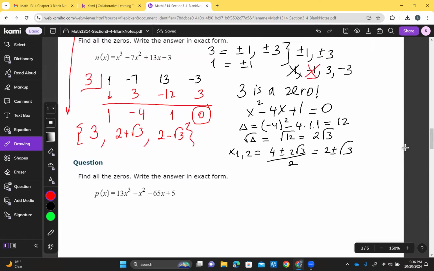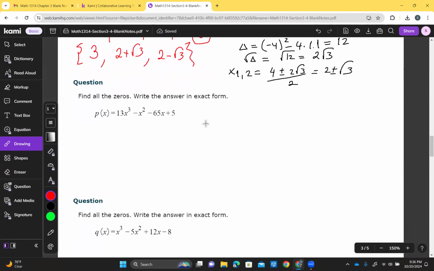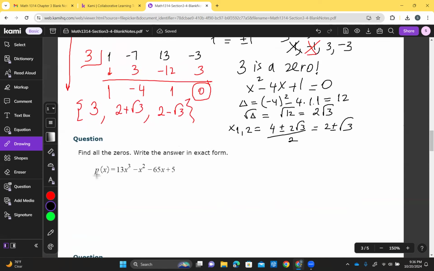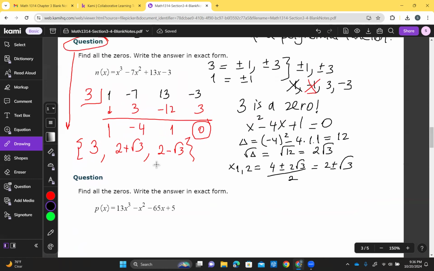We're going to have another one like this. But let's see if what I showed you is the smartest way to handle the next question. So it's the same question, find all the zeros, write the answer in exact form. So when I have a question that looks like this, which is a third degree question and there are 4 terms, before I showed you what I have done on the previous question, I always do factor by grouping to see if I can actually factor the problem and find the zeros.